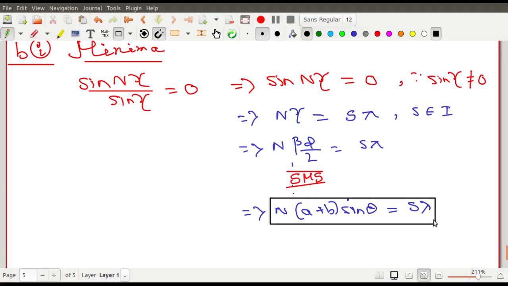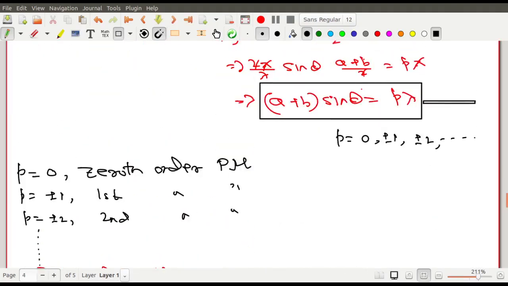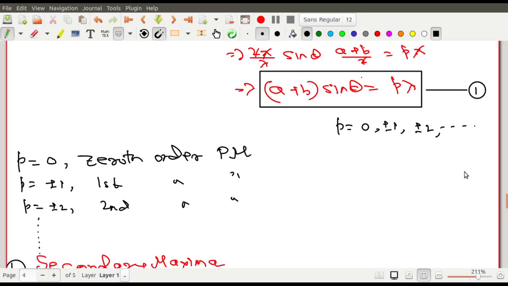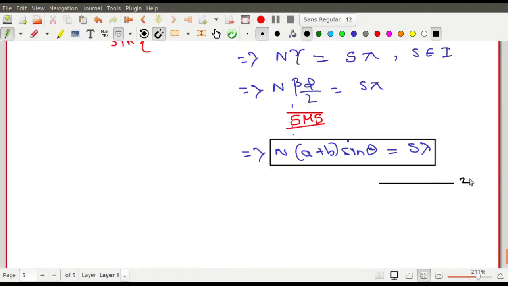So capital N a plus b sin theta is equal to s lambda, right? This is the condition that you obtain at this moment. I just put some numbers on my equations for clarity. Label this as number 1. This is your equation number 1. This is your equation number 2. Right? That's it. Now you will try to get something from here.